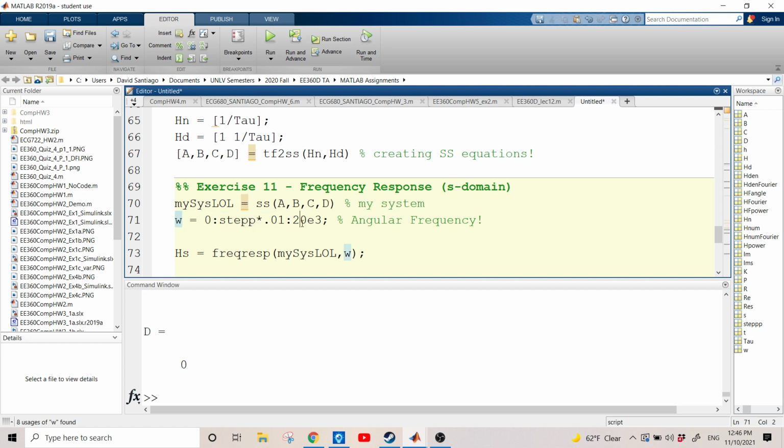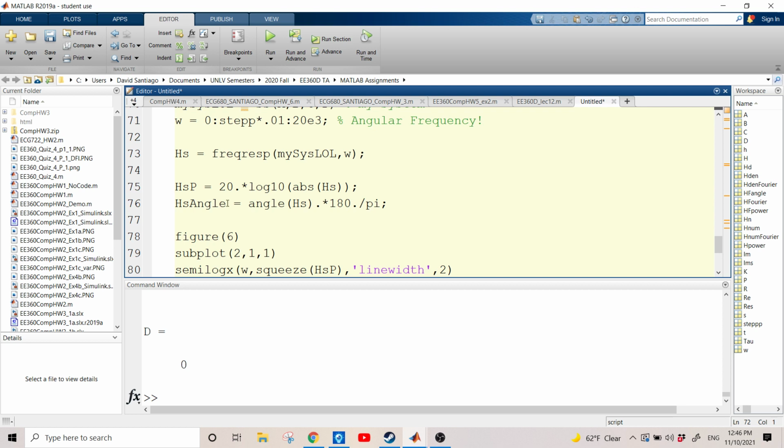Since we know our pole is going to be at 1K, I went up to 20K. And then I did this type of step. And here's your frequency response. You just take your system, take your angles, boom, calculate it. Here's power. You guys can fix that. Actually, let's do that. Let's see who's copying this. Here's your angle in degrees. There we go.